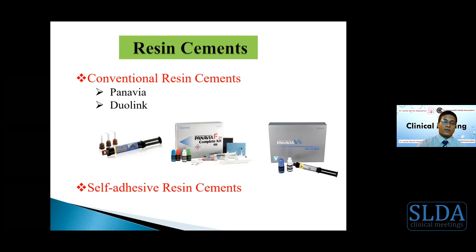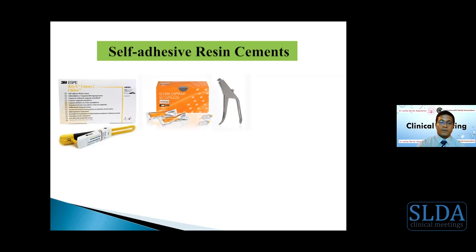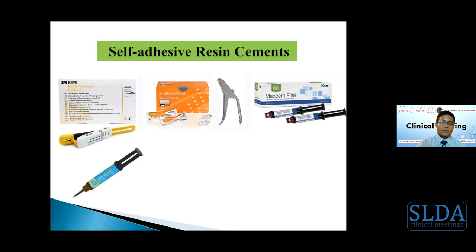And when you talk about self-adhesive resin cements, you do not have to follow those specific steps as you do with conventional resin cements. These cements are easy to use and give predictable cementation. These are some of the products that are available in our country now. RelyX Unicem from 3M, and we have G-CEM from GC. Then you have Maxcem Elite from Kerr. You have Monocem from Shofu, Panavia Cement Universal, and Panavia Cement Plus, which release fluoride, from Kuraray. And you have Bisco's Visalys, which releases calcium and fluoride.